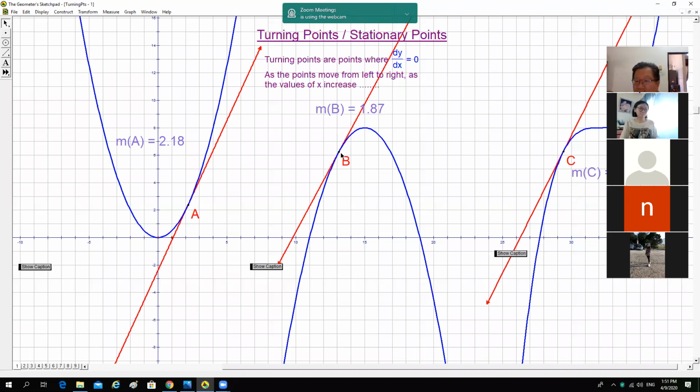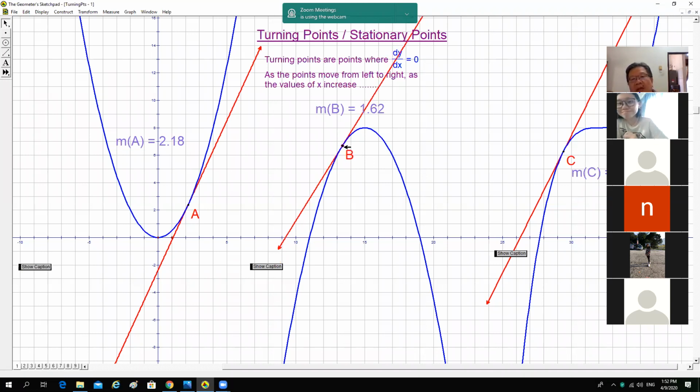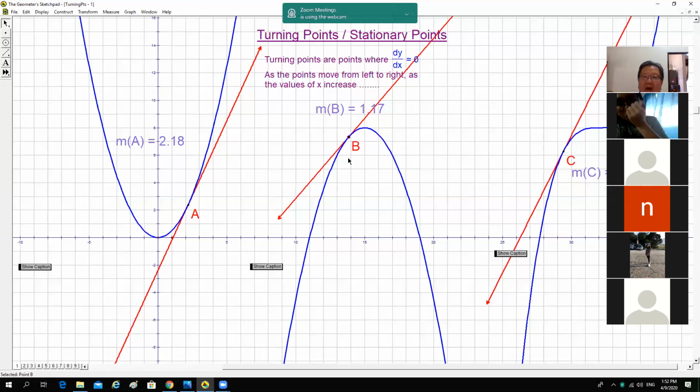Now, the gradient is displayed here. One more time, we look at the gradient carefully, and I'm going to move the point B from left to right, meaning I'm trying to increase the value of x. So what happened to the gradient of B as x increases, or as B moves from left to right? What happened? Anyone?